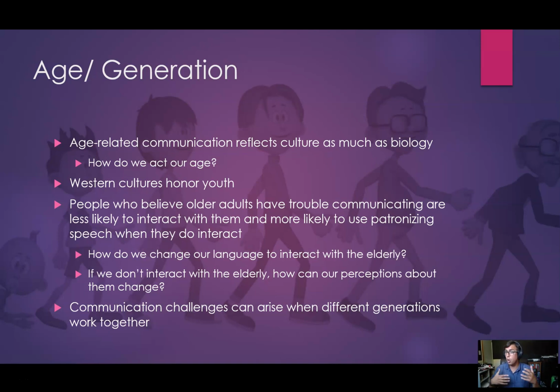Age and generation can also affect things. Age-related communication reflects culture as much as biology. What are some of the most formative moments of those who are 50 to 70 versus 10 to 20? So we have different cultures. Western cultures honor youth, as we've said before, whereas in Eastern cultures or more collectivistic cultures, we more value experience, age.